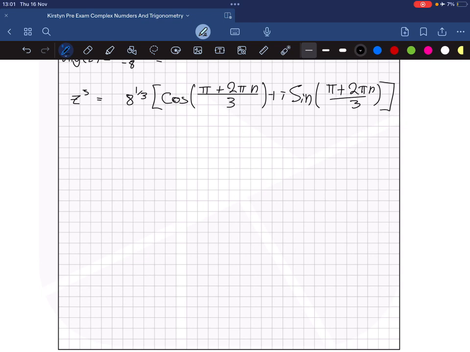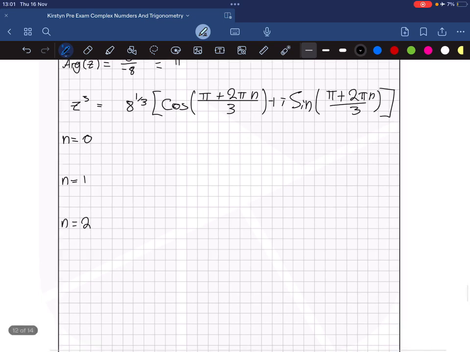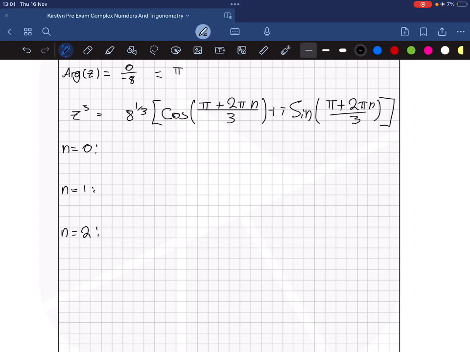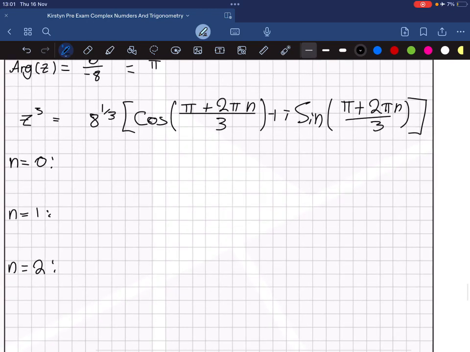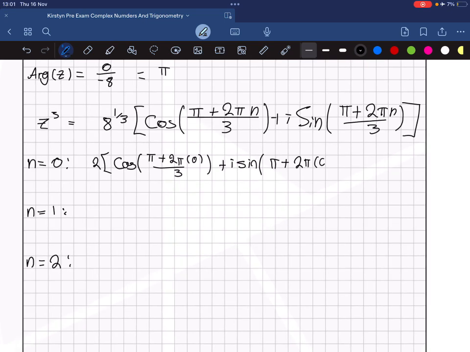So since we're using the power of 3, we need to use n is equal to 0, we always start at 0, n is equal to 1, and then n is equal to 2. We don't do 3. For this, it's just about plugging whatever n is equal to into the equation. So we have 2 times the cosine of pi plus 2 pi times 0 divided by 3, plus i sine, the exact same thing, pi plus 2 pi times 0 over 3. And this simply comes out to 1 plus root 3 i. So that's one of the roots.